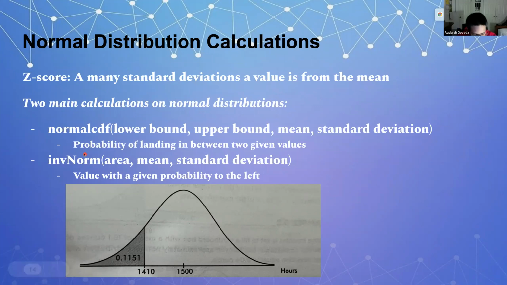And just to be clear, you find the area of the shaded area and then you put that in and it's going to give you the value here. So for inverse norm, you're going to put in the mean, standard deviation, and then this area, this thing right here. And then it's going to give you this value. All right. And the way you get to that is the same way, second, distr, and then for normal CDF, it's 2, and for inverse norm, it's 3.